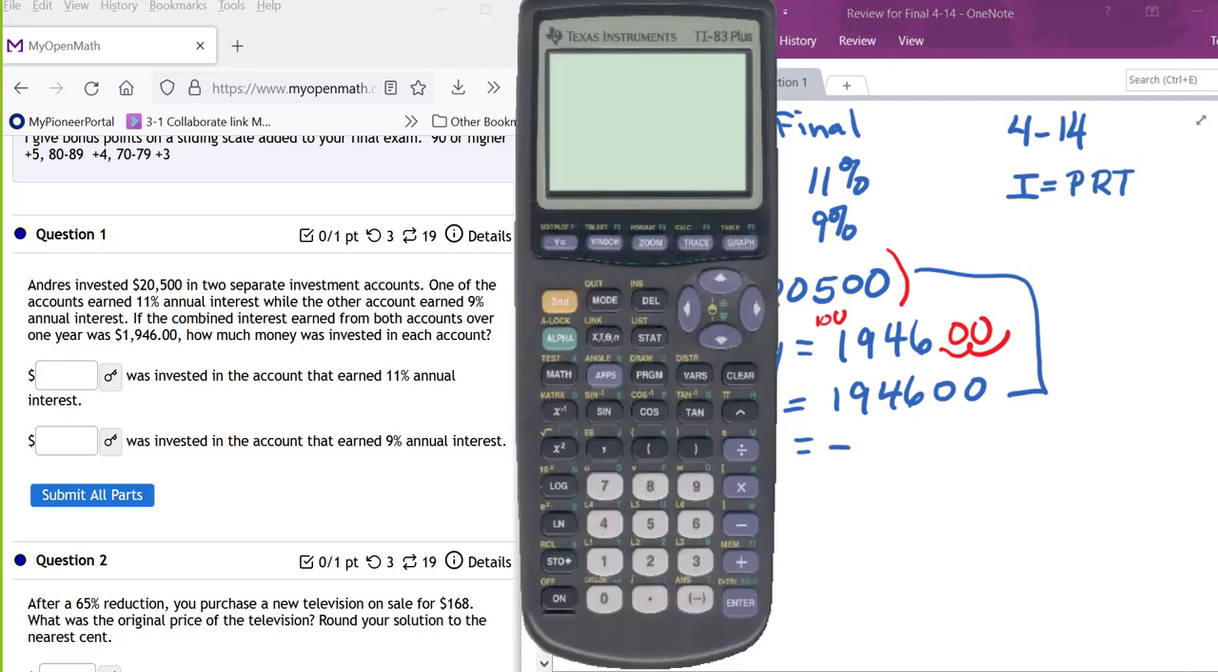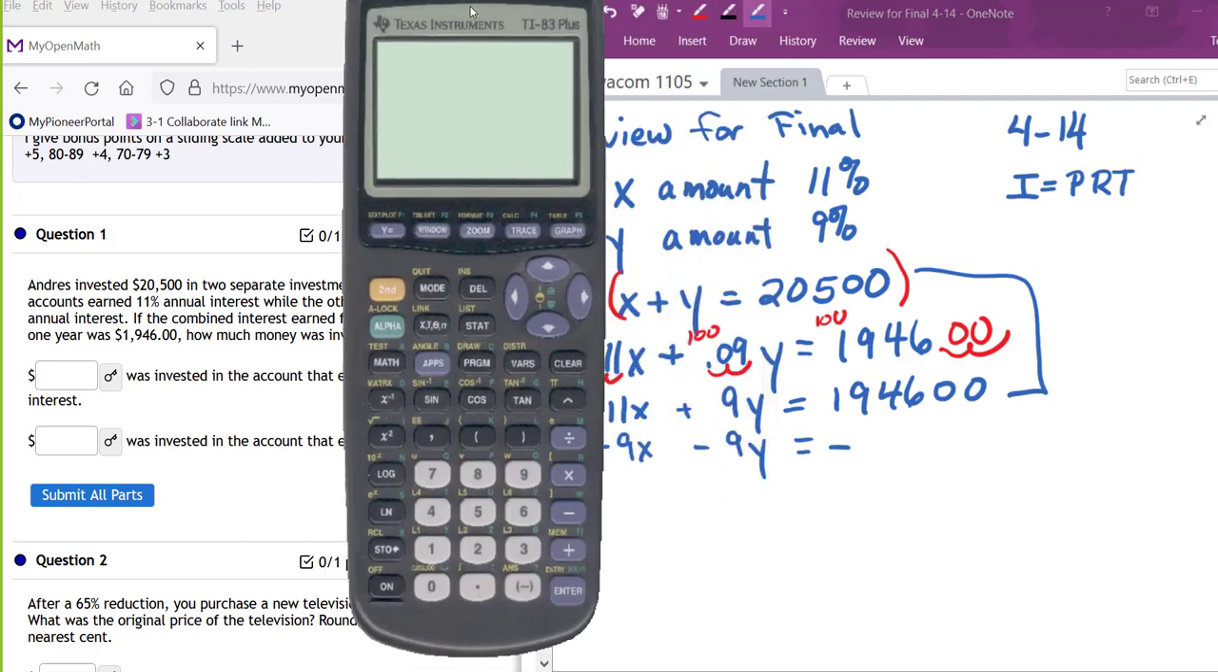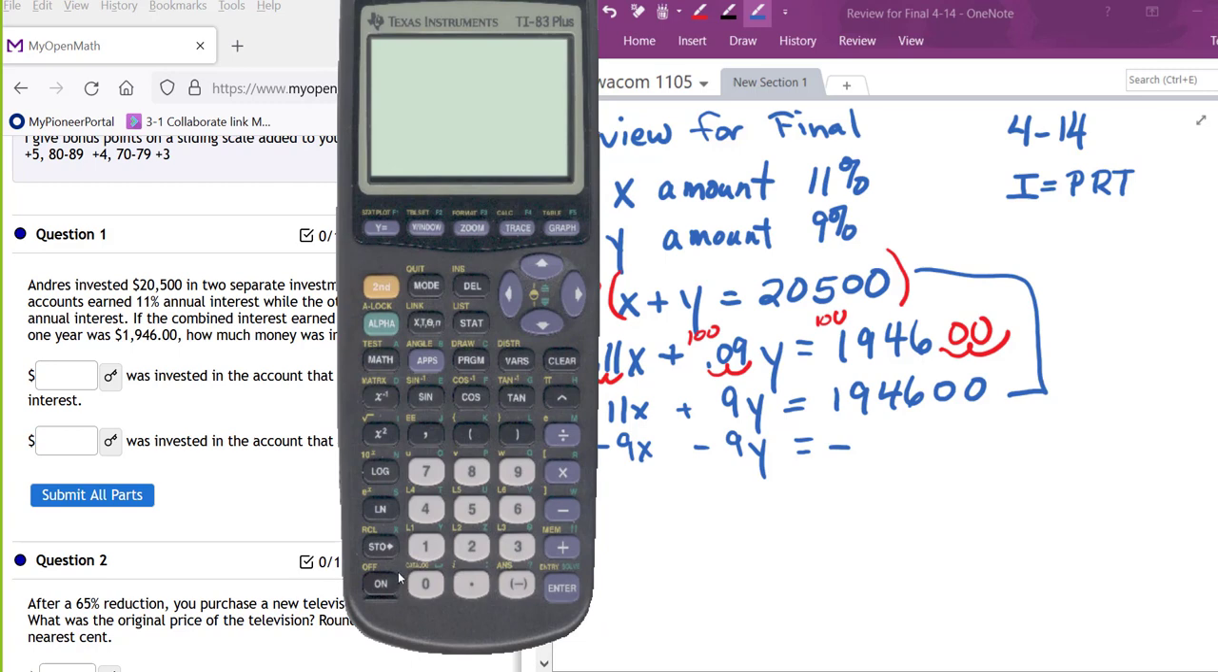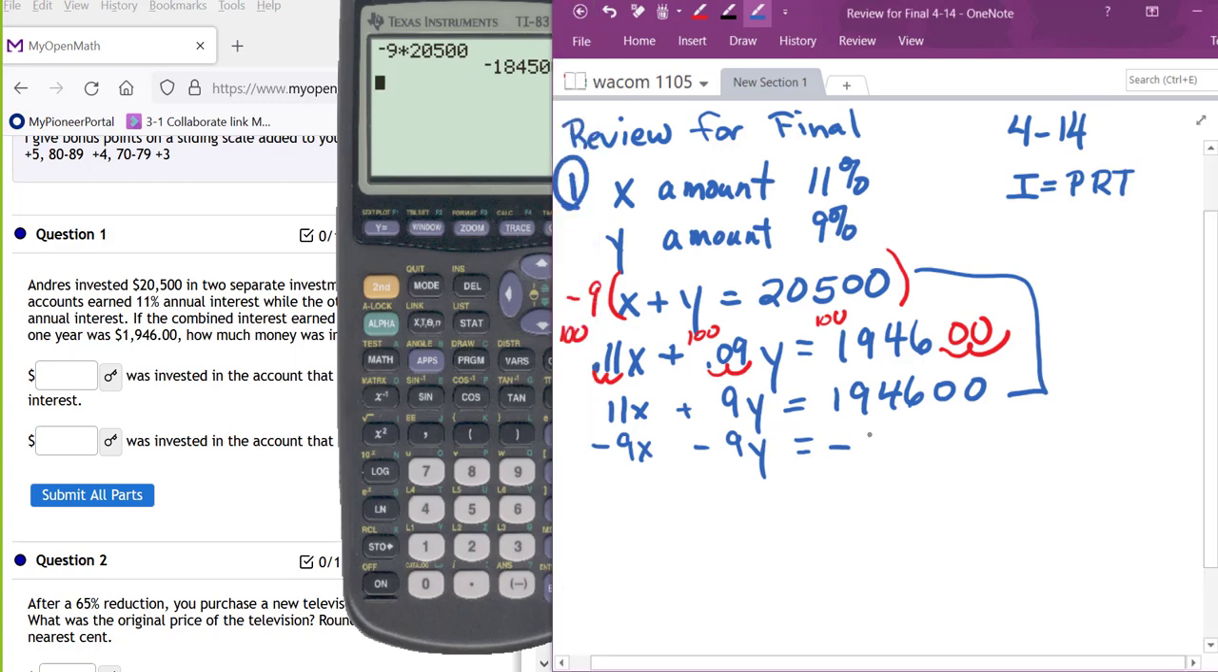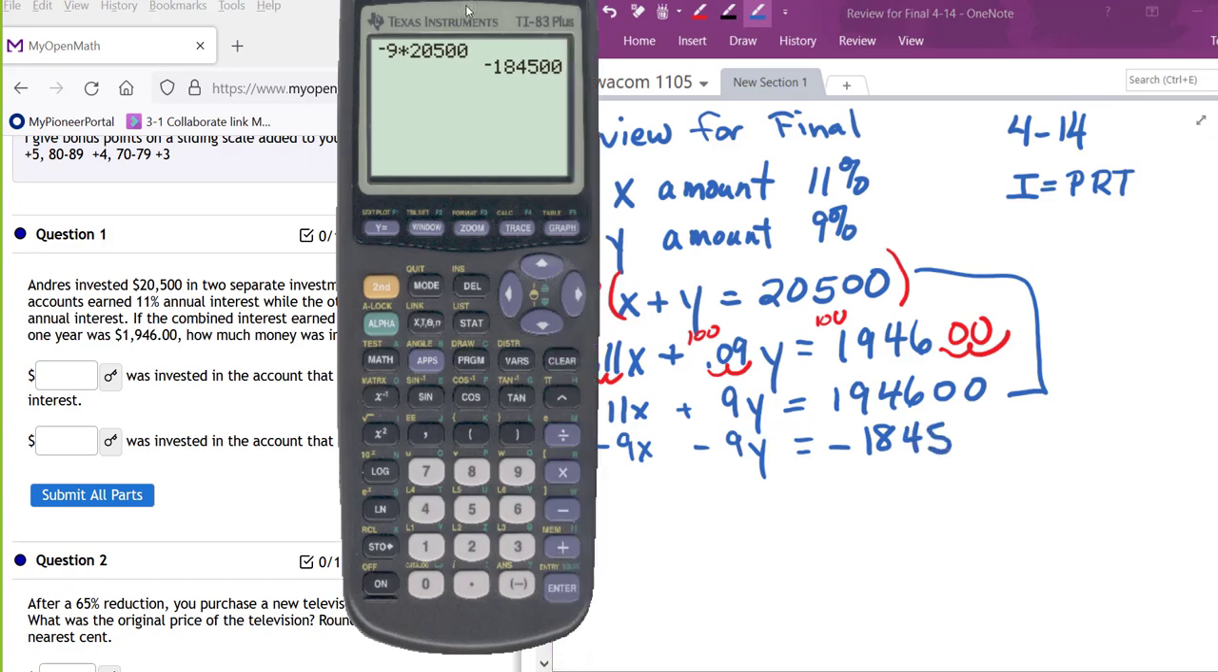And we will pull a calculator. So I'm doing -9 times 20,500 equals, and I already put the negative. So 184500.